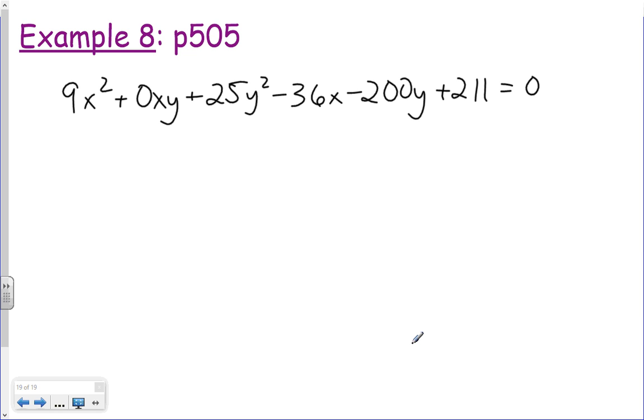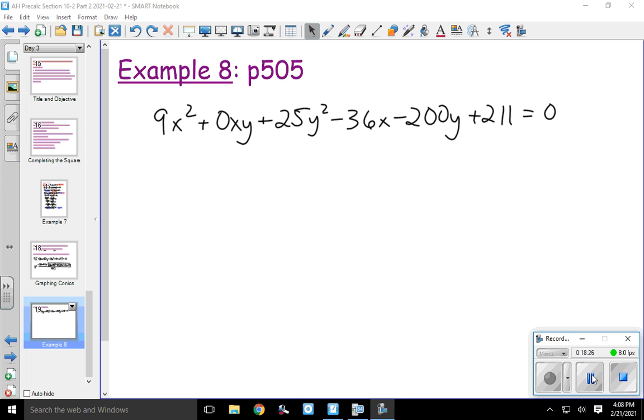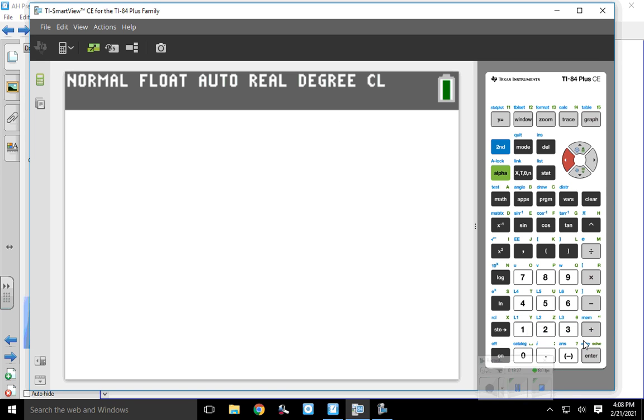Can you graph this? Well, again, we could go through the steps we just went through and write this as a function of x. Solve for y as a function of x using your quadratic formula. But even better yet, we can grab our calculator and do this. So let's run our program here on our calculator. Grab your calculator. Let's run our little conic program that you have.